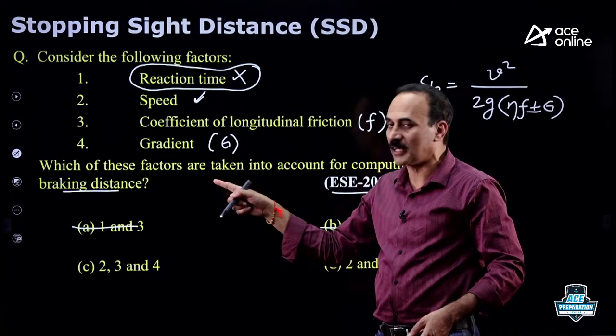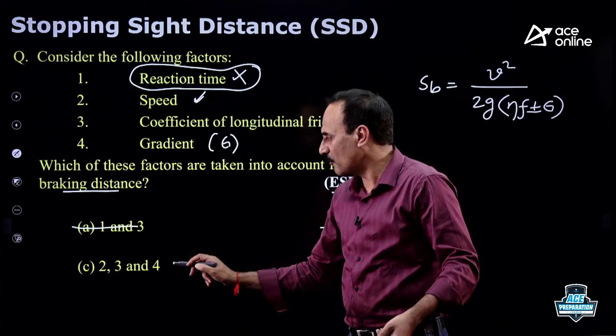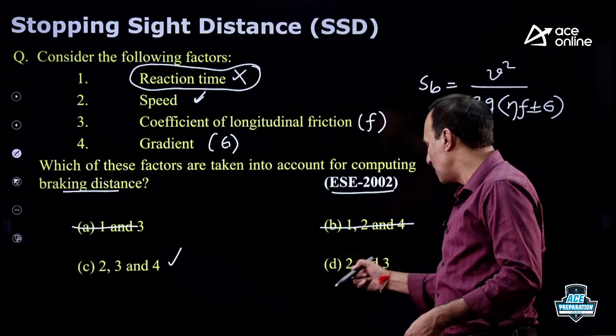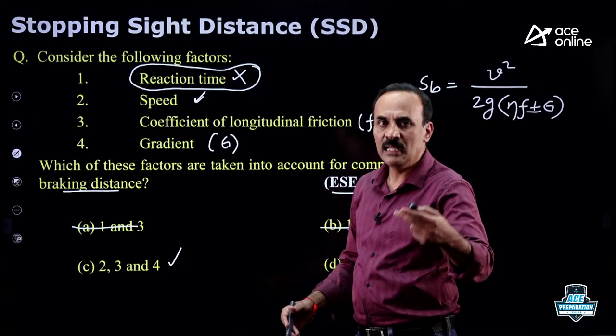What is the four? Gradient. Yes, gradient is required for the computation of braking distance. Flat road means gradient is zero. That is required. So the perfect answer is 2, 3, 4 compared to 2 and 3. Like that, by process of elimination, you need to select the answer in ESC prelims.